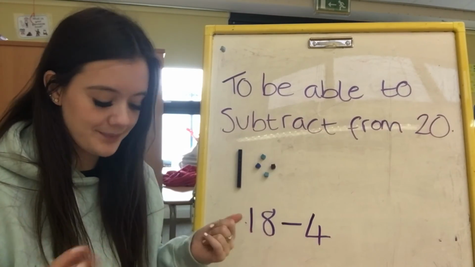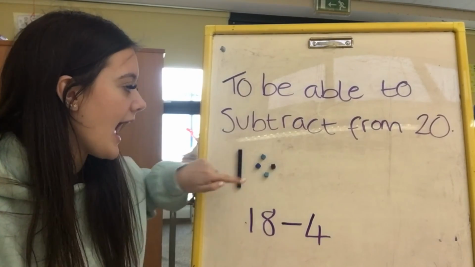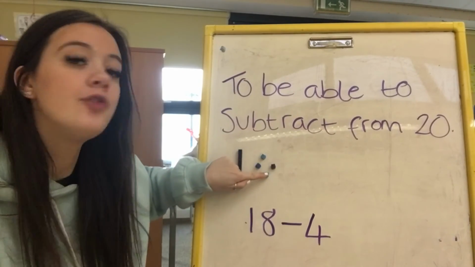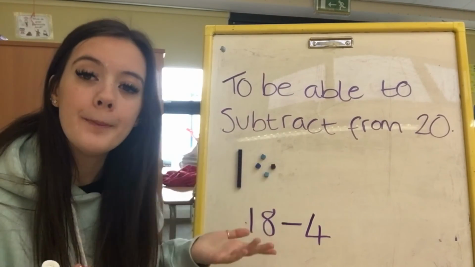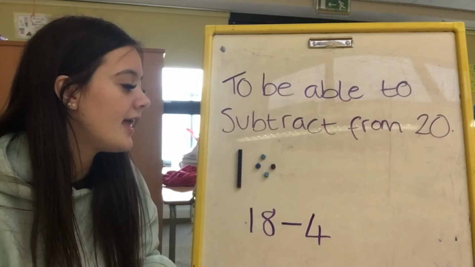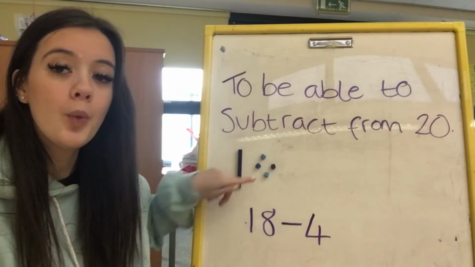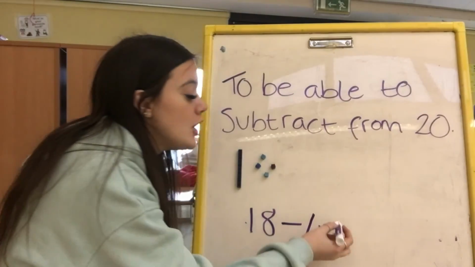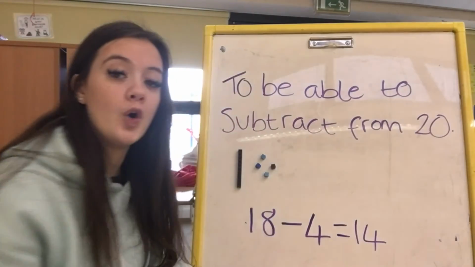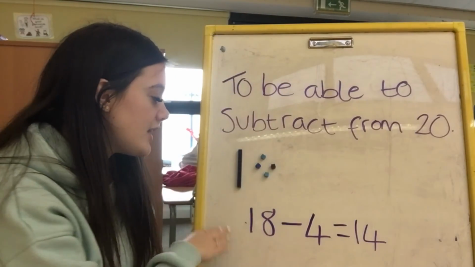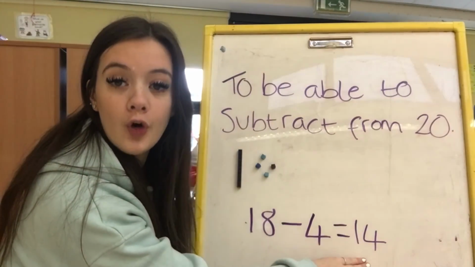Should we count? So we know Miss Beth has 1 10 and 1, 2, 3, 4 ones. So 1 10 and 4 ones left. What number does that make? It makes the number 14. 1 10 and 4 ones makes the number 14. So I'm going to write equals 14. So we know that 18 take away 4 equals 14, don't we?